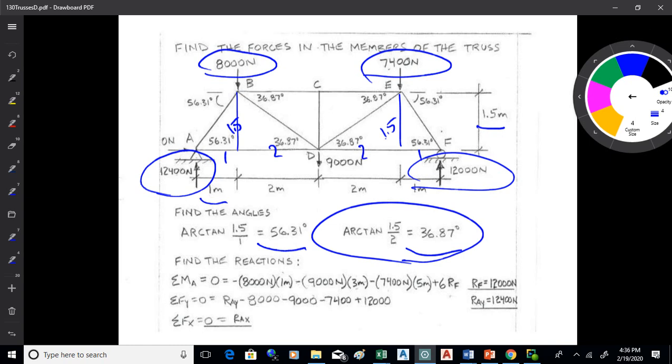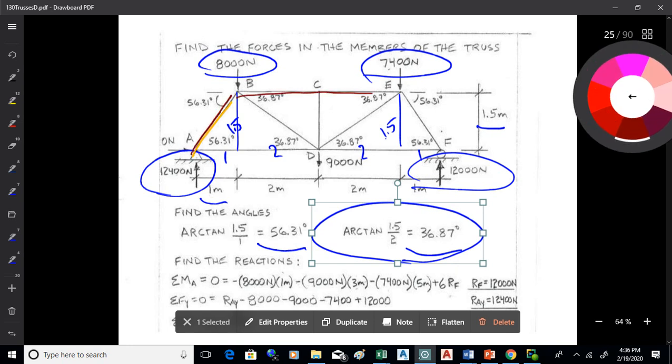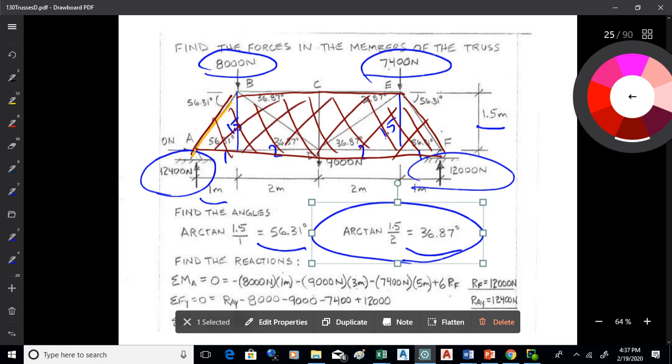Now, before I jump in and try to solve out a truss, I want to find the reactions on the entire truss. So what I'm doing there is treating the truss as one solid object. That's my next thing to do. And I just solve for the reactions.